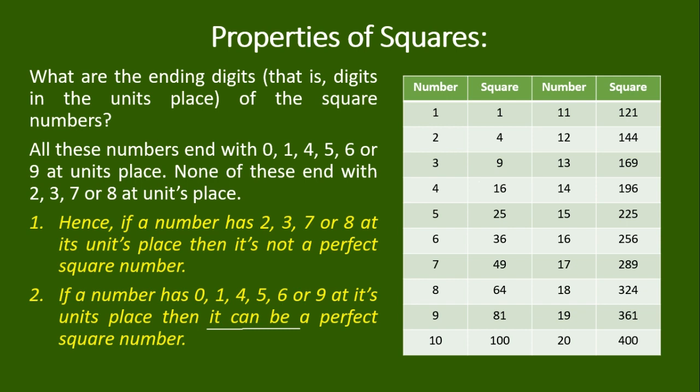Just by looking at the number, if it has any of 0, 1, 4, 5, 6, or 9 in its units place, then we can say that it is possible that this number is a square number. We have to check further. But if the number has 2, 3, 7, or 8 at its units place, then it's not a perfect square number. That is confirmed for sure. So these are the two conclusions we can draw from this table. Now we have some more properties to see.